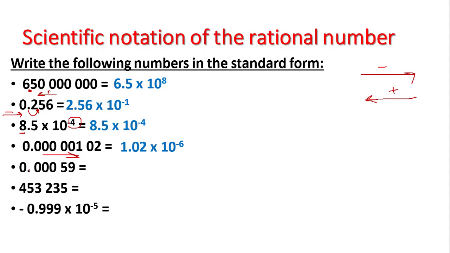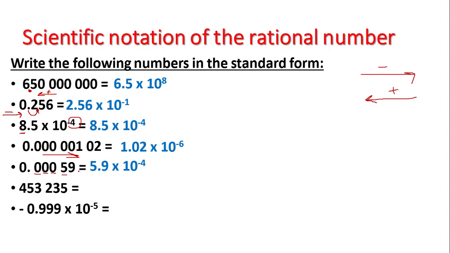Okay. The next one, this is the decimal point. I want only one digit greater than 0. So here the decimal point will be here. So I have 1, 2, 3, and 4. And to the right, so negative. So I write 5.9 times 10 to the power negative 4.